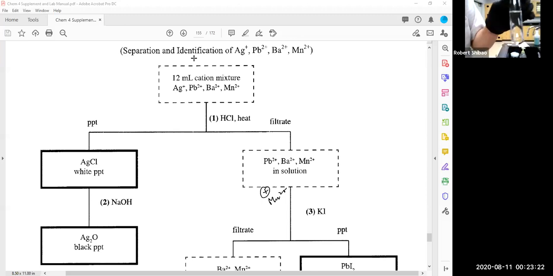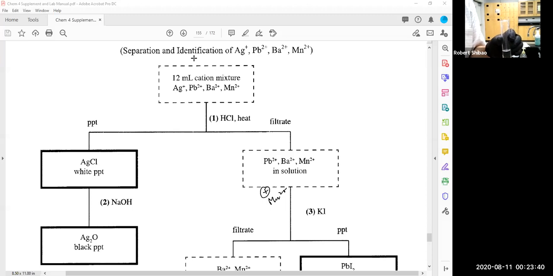Okay, so that's about 12 milliliters, or close enough to 12. Okay, now I'm going to add the HCl. Now, how much HCl do I need to add? I'm not even going to look. How much HCl I need to add is I've got to make sure I precipitate out all the silver. All the silver needs to precipitate.